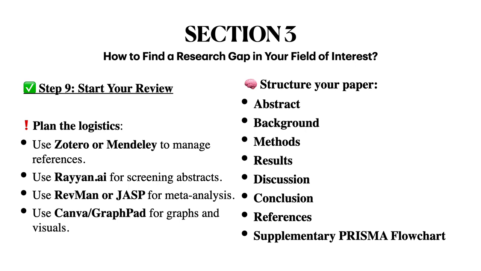Step 9 is that you have to start the review. Plan the logistics, use Zotero or Mendeley to manage references, use Rayyan.ai for screening abstracts, use RevMan or JASP for meta-analysis, use Canva or GraphPad for graphs and visuals, and then structure your paper: abstract, background, methods, results, discussion, conclusion, references, and supplementary PRISMA flowchart. That is how you structure your papers, right?